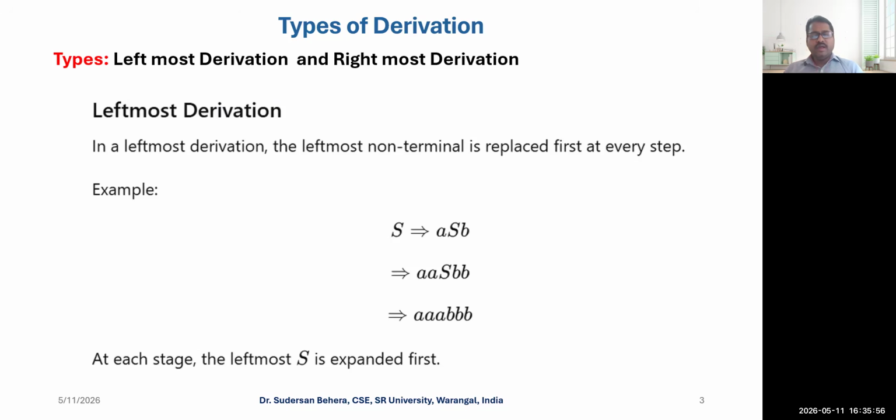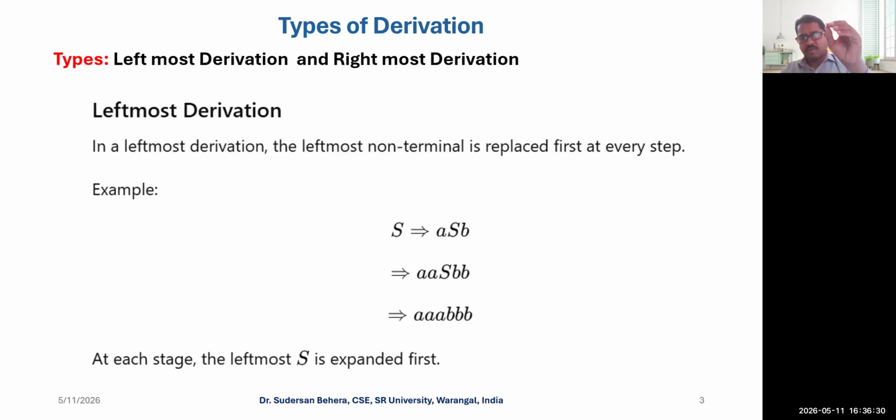For example, S derives A S B, and now S derives A, and this middle S is expanded as A S B B. Finally, this S is replaced with AB, as we have seen in this example previously. So here at every stage you see the leftmost S. In the right hand side, how many non-terminals are there? Only one non-terminal, that is S. So that will by default be treated as the leftmost non-terminal.